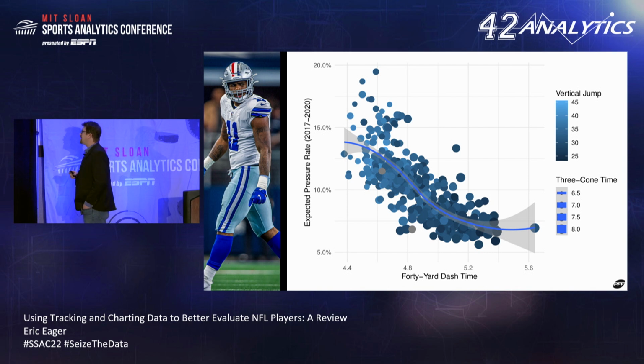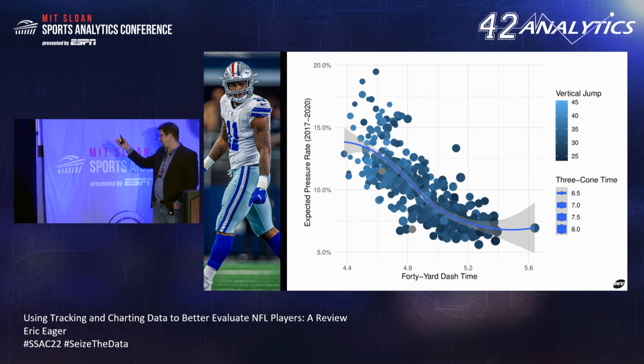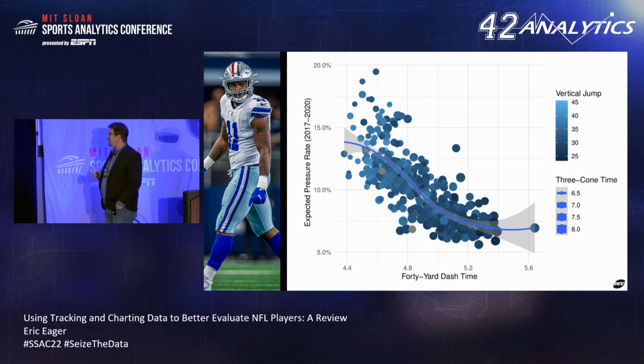And then your 3-cone time is, again, an agility drill. So these are 3 relatively independent measures of athleticism, and they all track with this on-field measure of football functional athleticism.